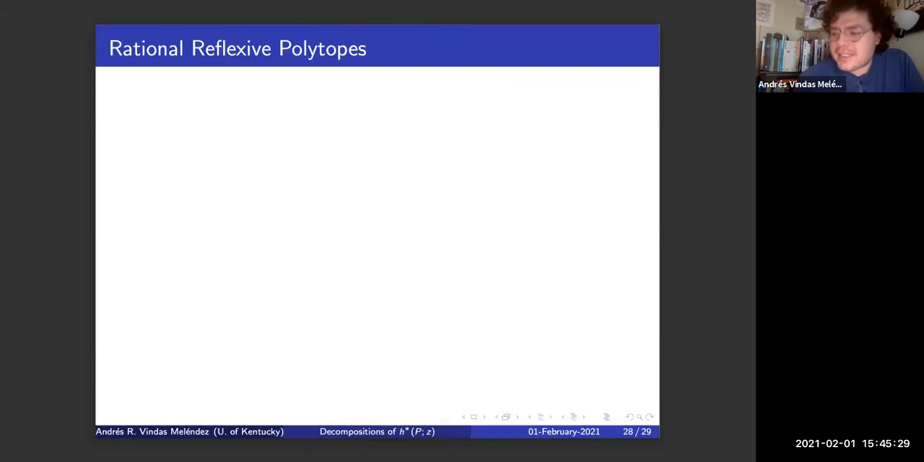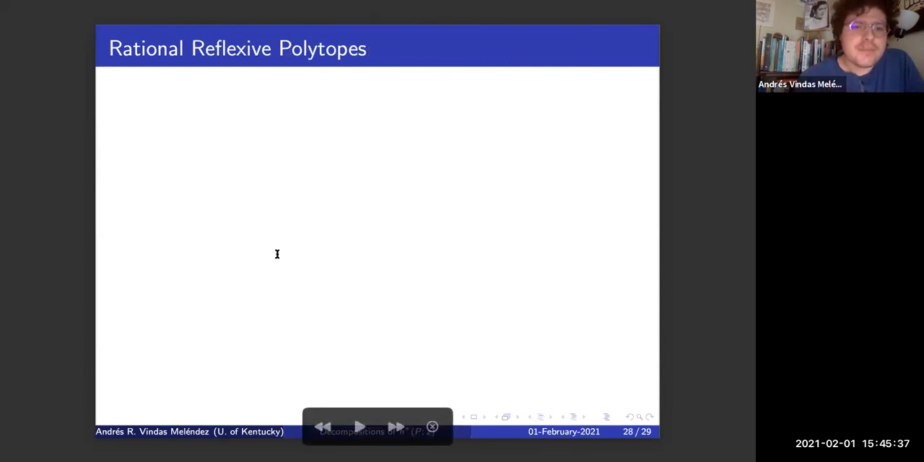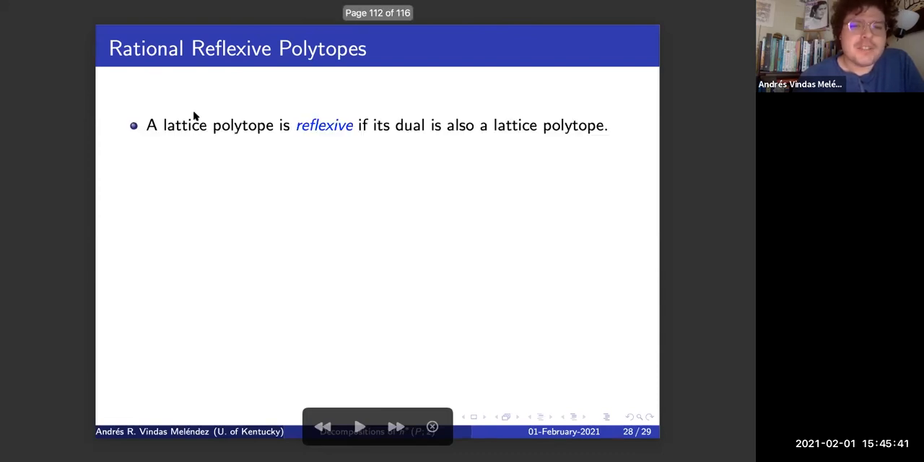And so I'm almost done. And so I want to use this second decomposition for an application, okay? So what I'm going to talk about is what I call rational reflexive polytopes.